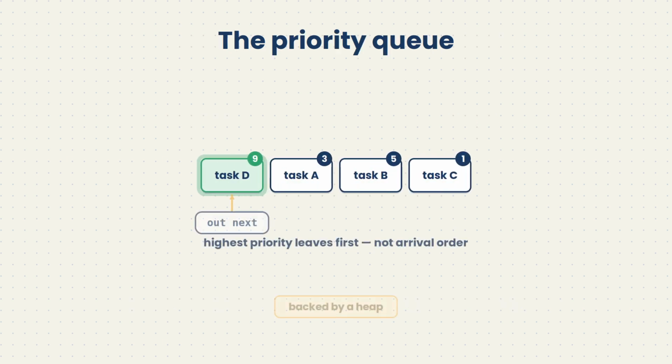One important cousin breaks the fairness rule on purpose: the priority queue. Instead of first in, first out, the item with the highest priority always comes out next, no matter when it arrived, like an emergency room treating the most urgent patient first. A priority queue is usually backed by a structure called a heap, which keeps the top priority item ready in logarithmic time. That heap is a perfect topic for its own video.